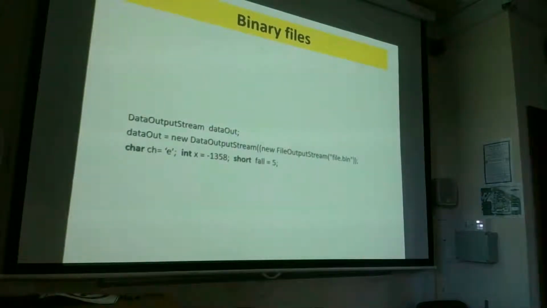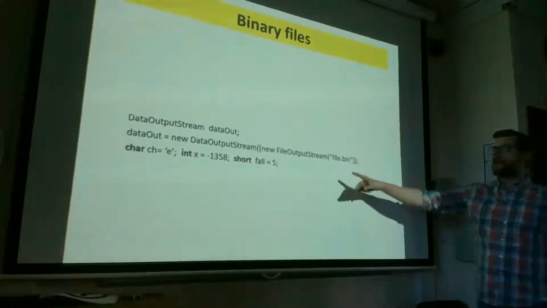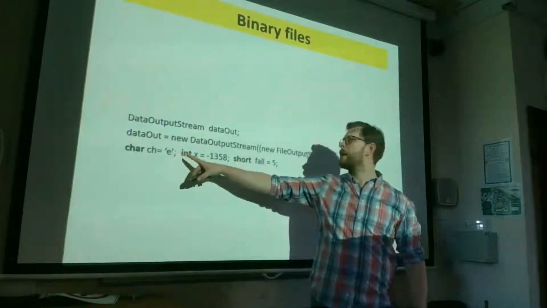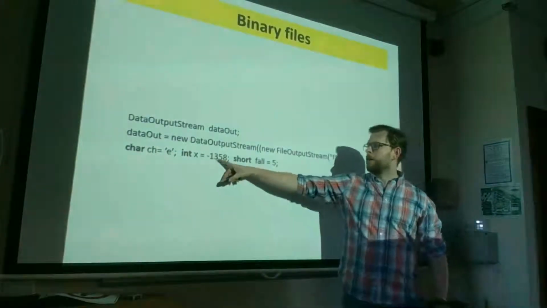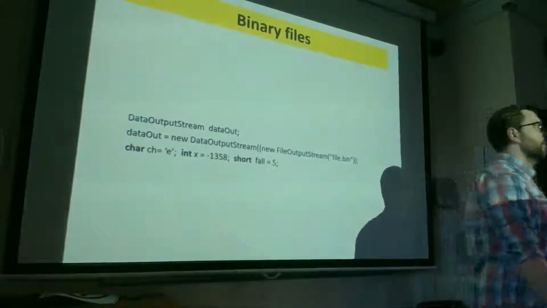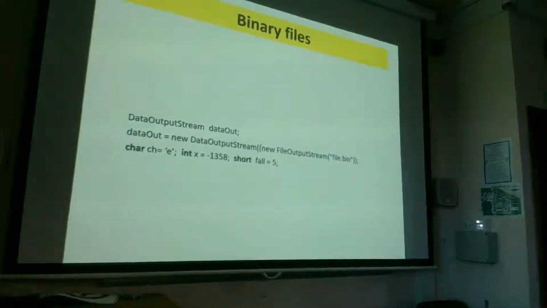So here's our data out. We're going to point our data output stream at our file here. So we're writing out, and we're going to write 3 data types. We're going to write a character, lowercase e. We're going to write an integer, minus 1358. And we're going to write a short variable, which has a value of 5.